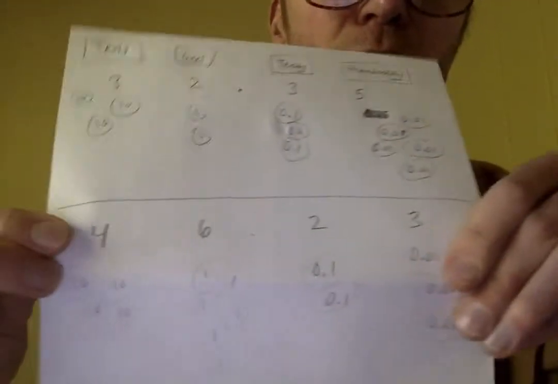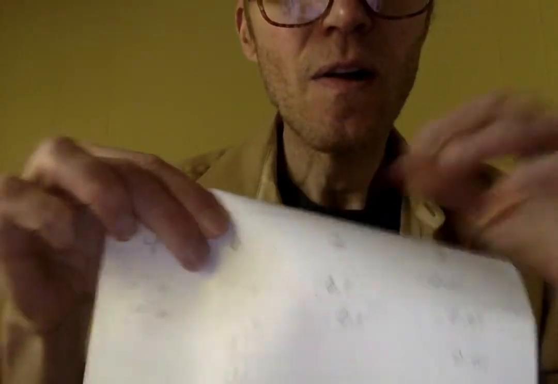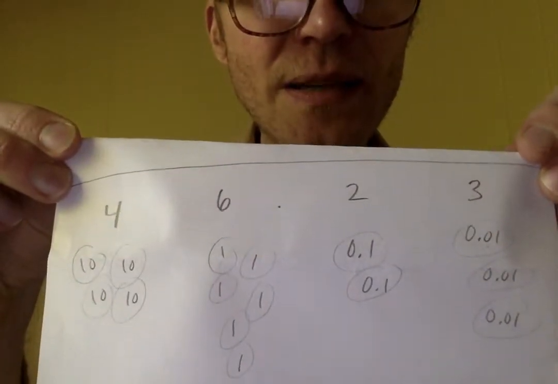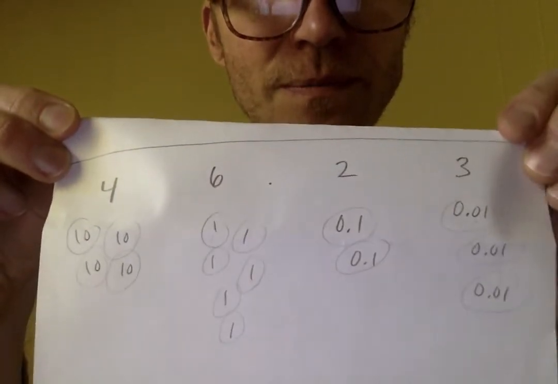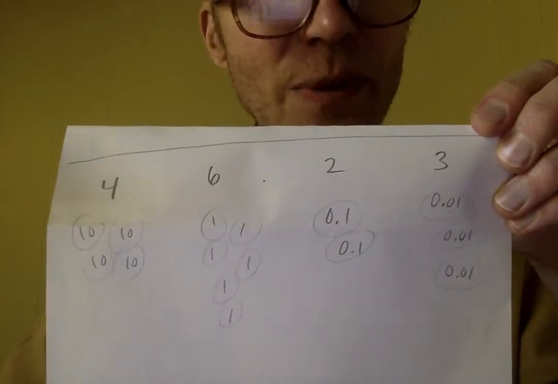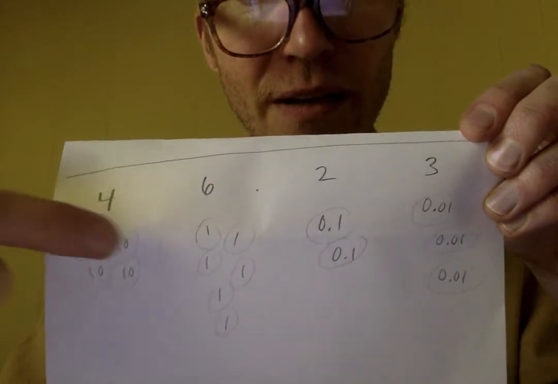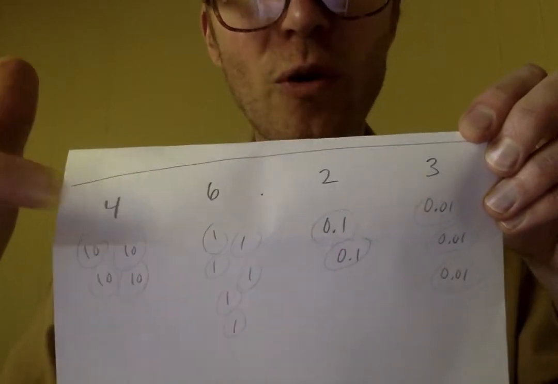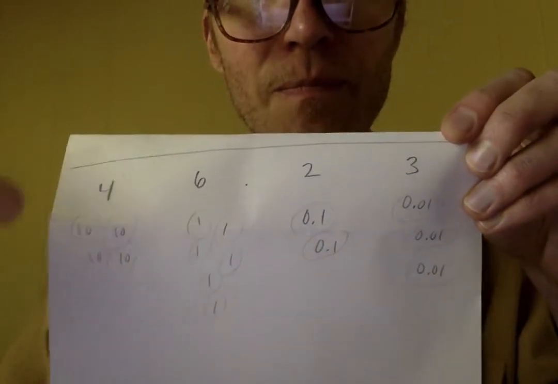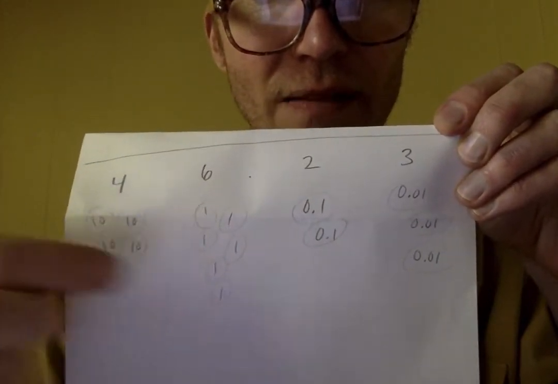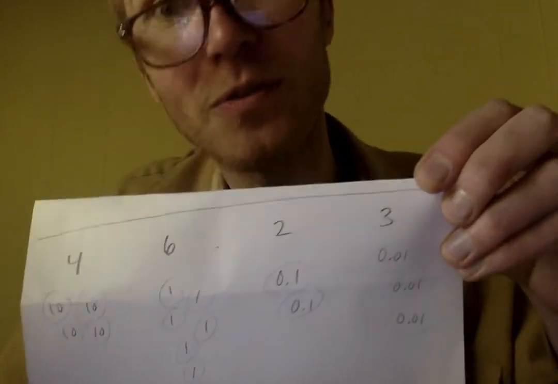Let's look at another number like that. The next one says 46.23. What's in the 10 spot? 4. How many tens do we have? We've got 4 of them. 10, 20, 30, 40. Each 4 is worth 10. So that 4 is actually worth 40. How many ones? 6. 1, 2, 3, 4, 5, 6. So that 6 is worth 6 because they're just ones.